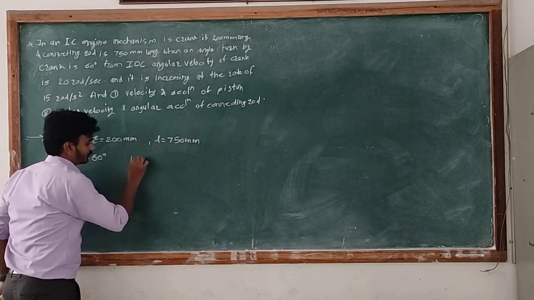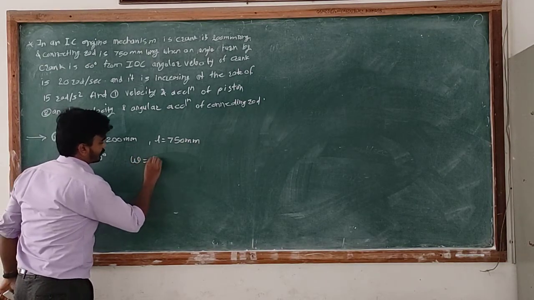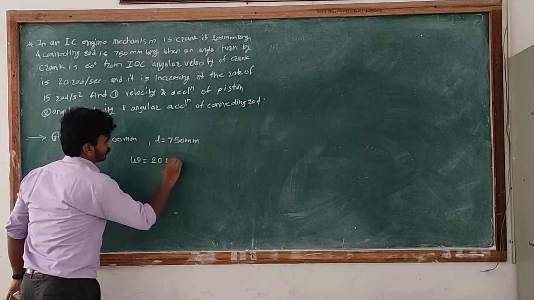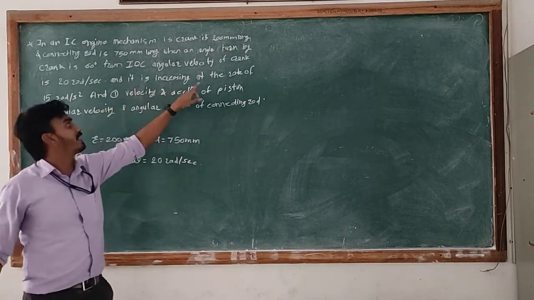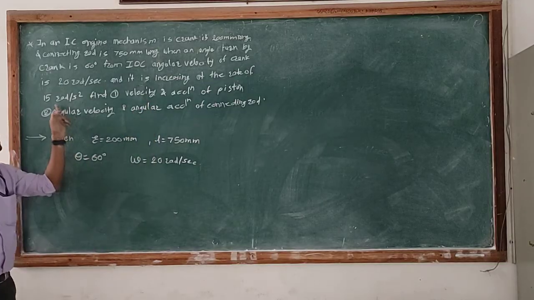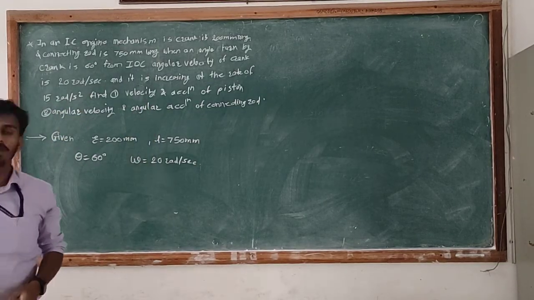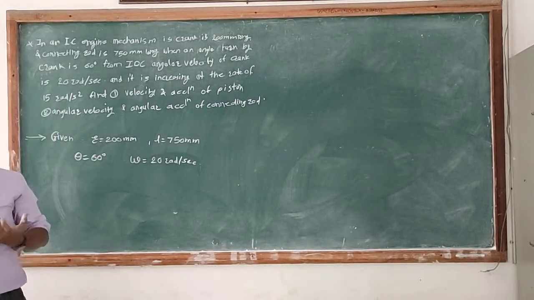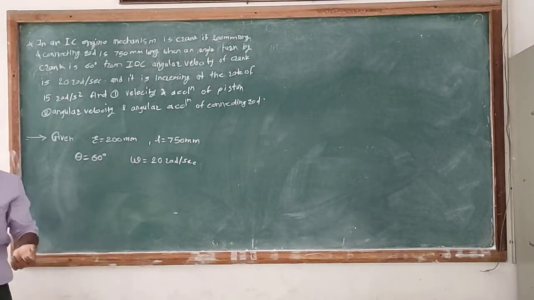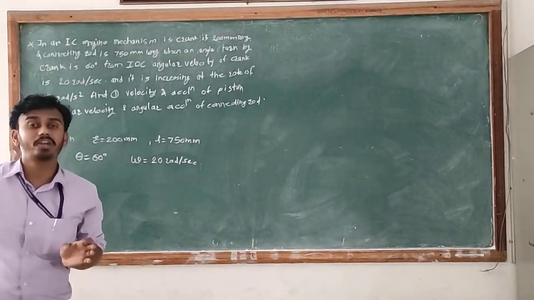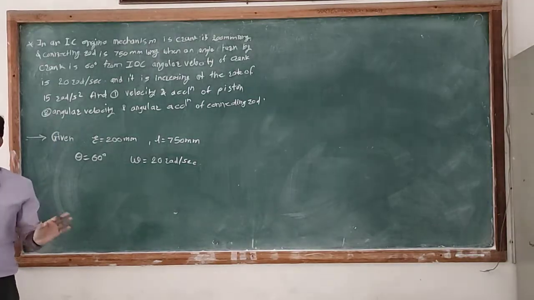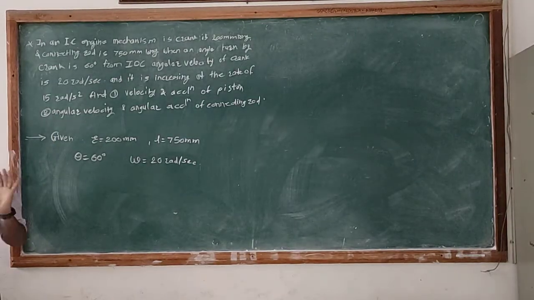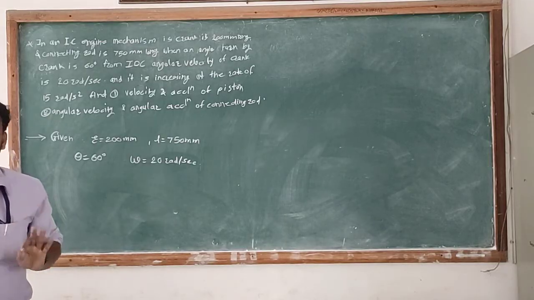The angular velocity of the crank is 20 radian per second, and it is increasing at the rate of 15 radian per second square. This means the angular velocity of the crank is increasing at the rate of 15 radian per second square. Here, the angular velocity of the crank is not uniform.